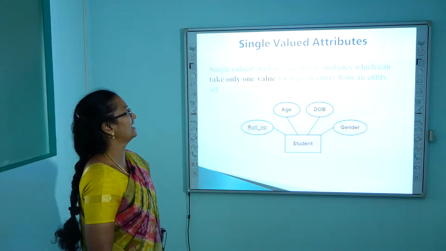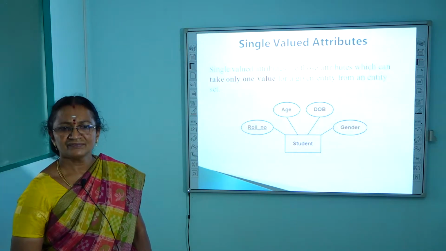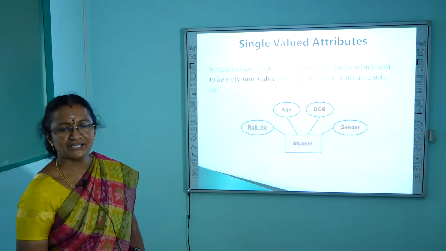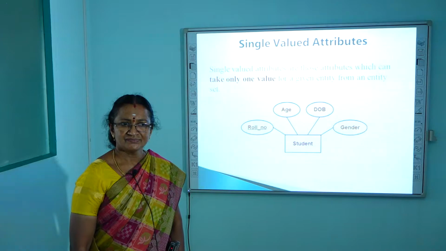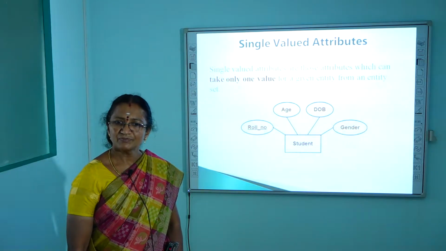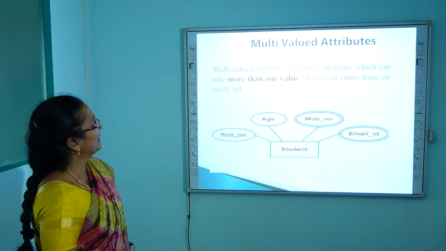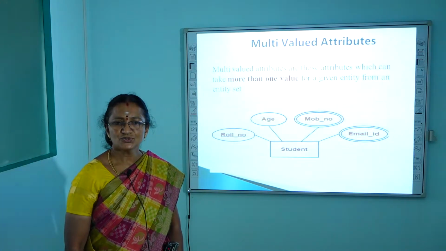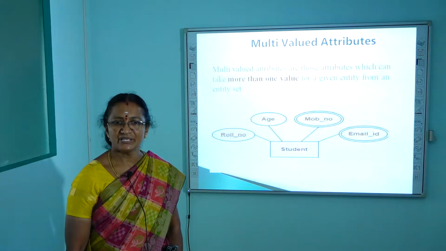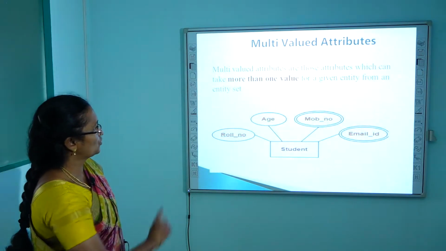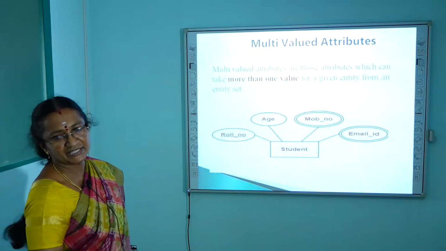Next one is single valued attributes. Single valued attributes means a single attribute has only one value, cannot have more values. For example, a person has a name, it is a single value, age of a person is a single value. This is an example for single valued attributes. Then multi-valued attributes. At the same time, a student record, a person can have more number of telephone numbers, more number of email IDs. Here, a particular student can have number of mobile numbers. So, this is multi-valued attribute.